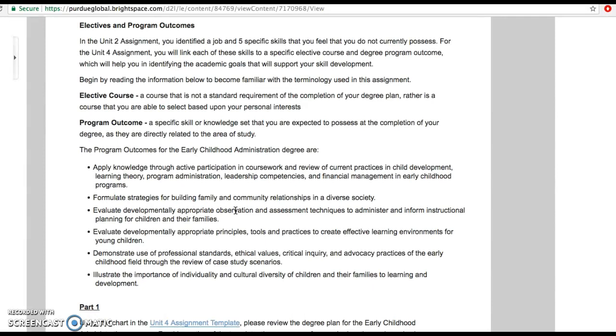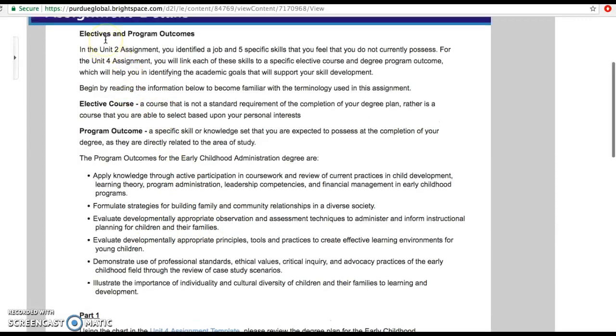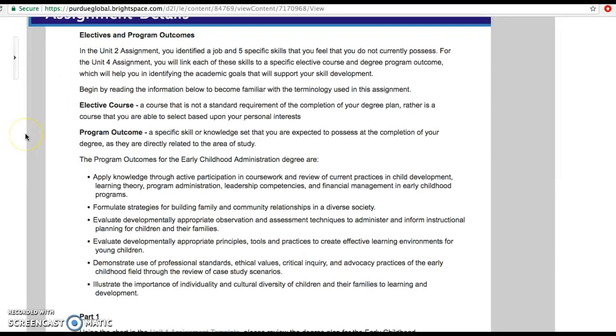You can see here one big change is we have completely removed the early childhood development degree. It's no longer part of the Unit 4 assignment. So there is only reference to the ECA degree outcomes. The spreadsheet represents the ECA degree, and that is the only degree we're focusing on. So you can see here we did change the wording in this assignment to reflect back to our Unit 2 assignment.